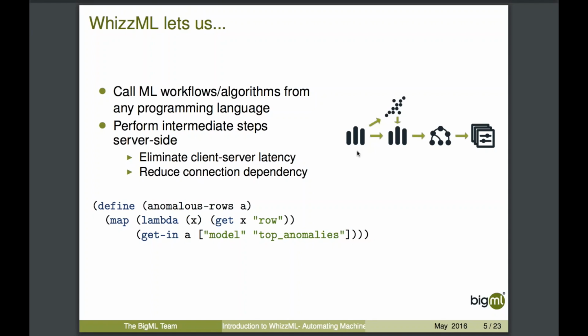WhizzML also lets us perform all the intermediate steps for a workflow on the server. What that means is it eliminates client-server latency, the client and the server exchanging messages back and forth, waiting for responses. And it also reduces the dependency on a connection between the two. On the bottom, the code there is just a small example of what WhizzML looks like. We're going to have a chance to dive a bit deeper into that and take a closer look later.